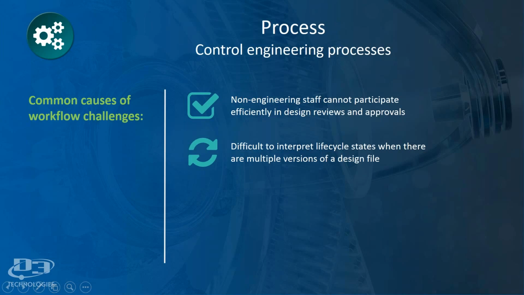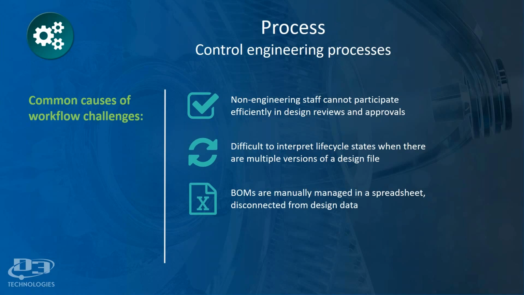From a project management perspective, when multiple versions of a design file exist on shared folders, it is nearly impossible to understand whether one has been released and what changes occurred from one to the next. Often, bill of materials are manually managed in a spreadsheet that is disconnected from all the design data and business systems that rely on it. Sometimes managers cannot monitor overall project status because there is no central place to review progress of all the design or all of the data being created.